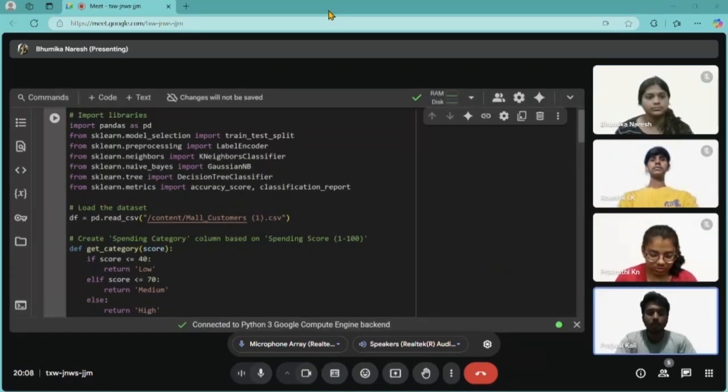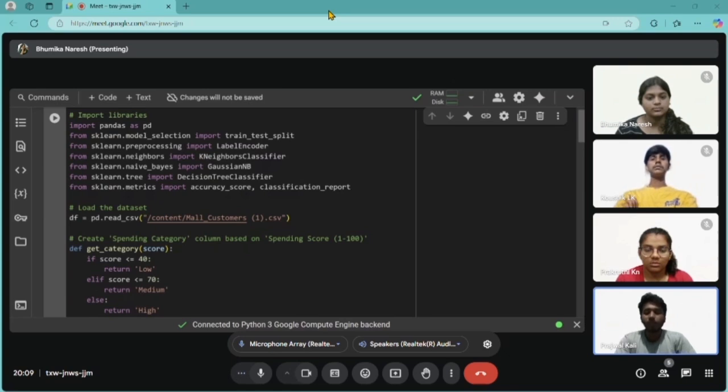Now I am explaining about the code. Here, import pandas as pd; from sklearn.model_selection import train_test_split; from sklearn.preprocessing import LabelEncoder; from sklearn.neighbors import KNeighborsClassifier; from sklearn.naive_bayes import GaussianNB; from sklearn.tree import DecisionTreeClassifier; from sklearn.metrics import accuracy_score, classification_report. It explains that here we are handling data, splitting data into training and testing sets, converting text data into numbers, training three machine learning models like KNN, Naive Bayes, and decision tree, and evaluating how well the models perform.